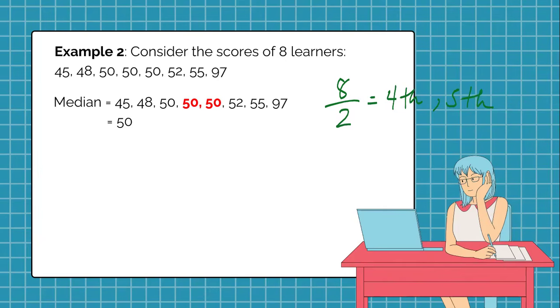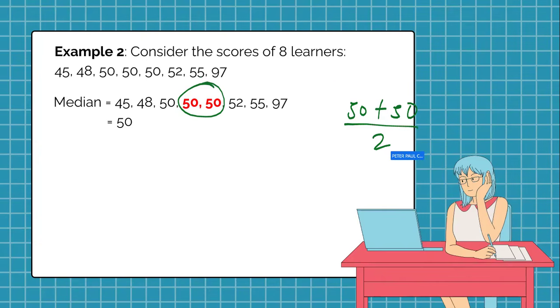If you have an even set of numbers, you have to get the average of the two numbers. So 50 plus 50 divided by 2. And of course, the average is still 50. If it has a decimal, then the median becomes a decimal. So don't forget that if you have an even set of values, you have to get the average of the two middle values. So the median remains unaffected by the extreme score, which is 97.